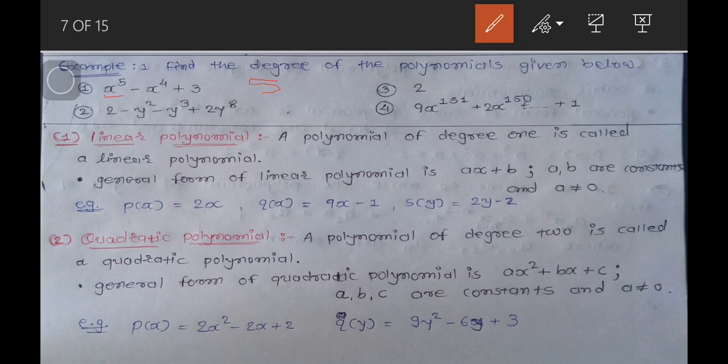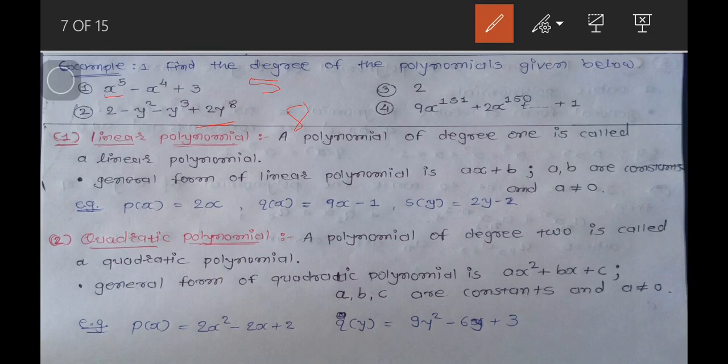Another example: 2 minus y squared minus y cubed plus 2y raised to 8. Here the highest power of the variable is y raised to 8. Then the degree of the polynomial is 8.